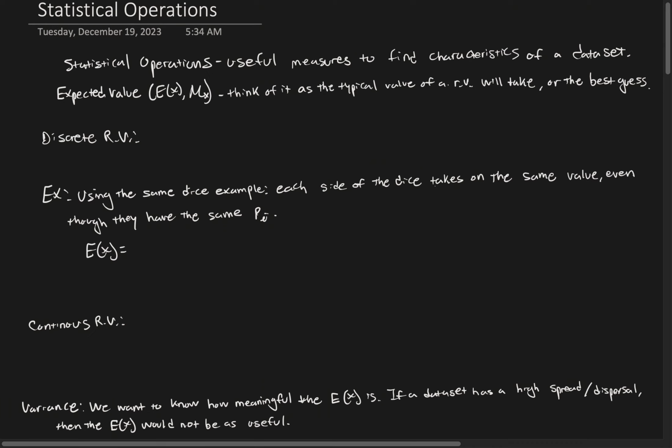And the most common measurement we will find in a data set is the expected value, also denoted as E of x or the mu of x. For people that haven't done much statistics, you can think of it as the average. And for random variables, we can think of it as the typical value that it will take. In other words, the best guess. So like the previous video, we have different functions for discrete and continuous random variables.